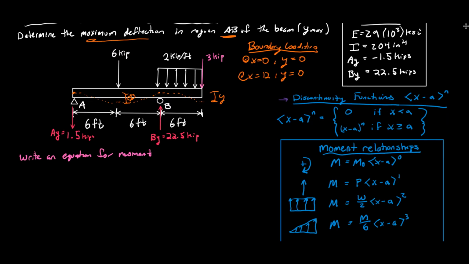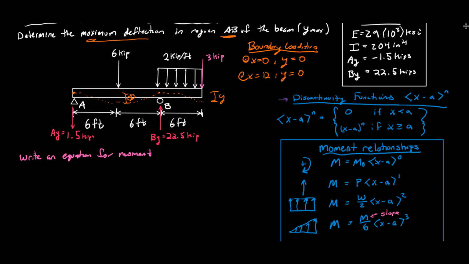Remember what w is? W is the magnitude of the distributed load. It's just whatever it is, so if it's 2 kips per foot, that W is 2. So in this case, it's 2 kips per foot, so it's going to be 2 over 2, which is 1. If we had a triangular distributed load here, which we don't, this isn't W, this is M. So it's going to be the slope. This is the slope here. So it's the slope of the triangle over 6 and then (x minus a) to the third.